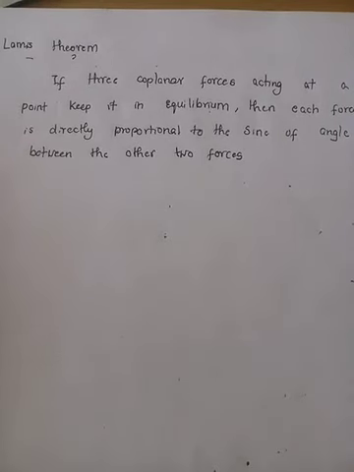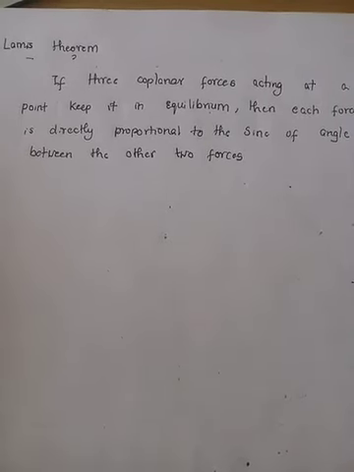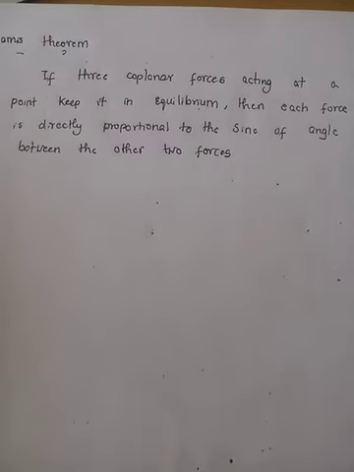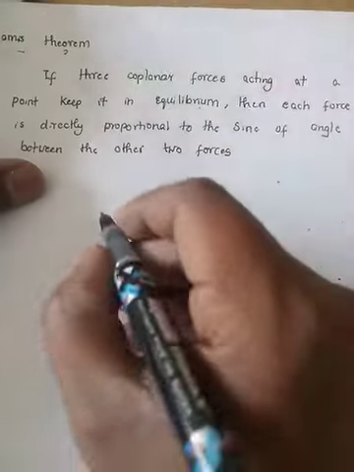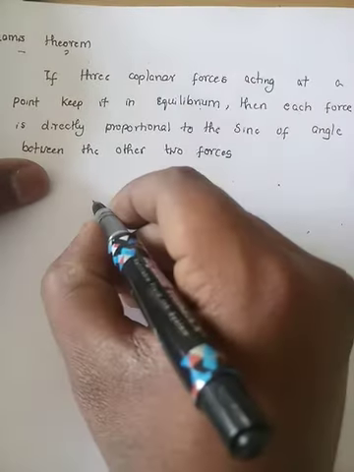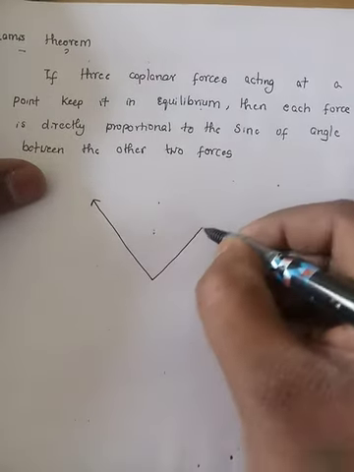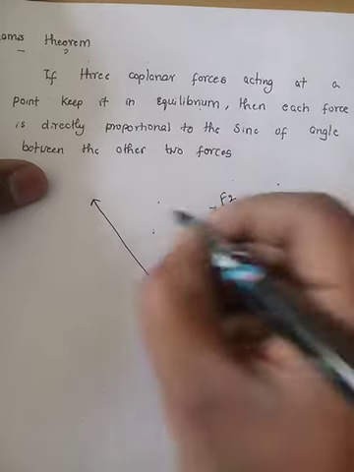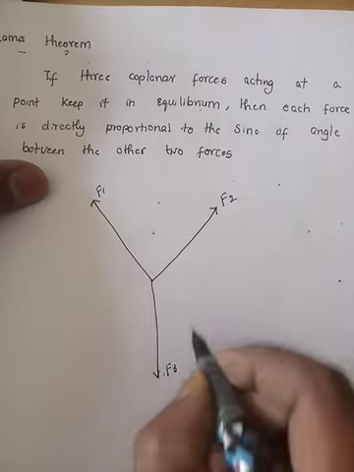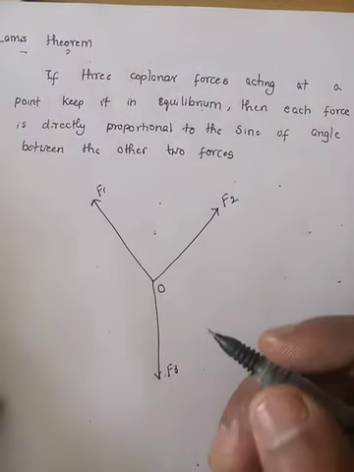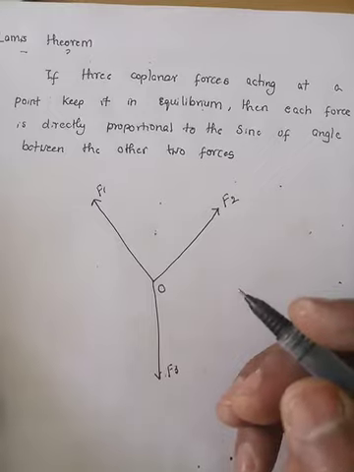There is one more application of equilibrium of concurrent forces. If three coplanar forces acting at a point keep it in equilibrium, then each force is directly proportional to the sine of the angle between the other two forces. For example, consider the same application. Previously also we made the body be in equilibrium by applying three concurrent forces, F1, F2 and F3. If these three forces are acting at this point, then the body is in equilibrium.